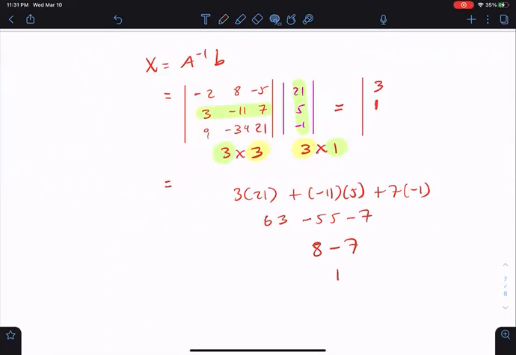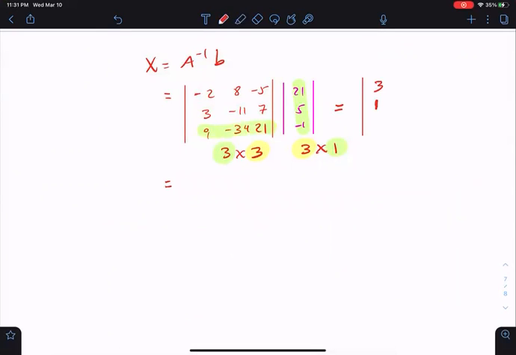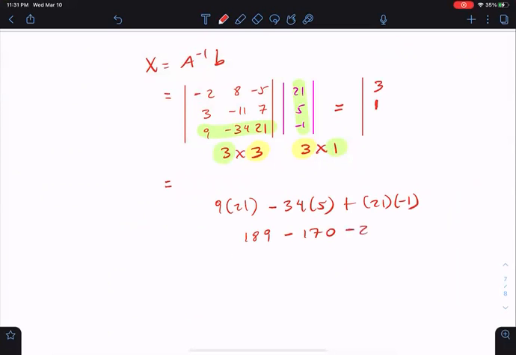And what's next? Or what is the last step? I need to do row 3, column 1. Right? So let's compute. So this is 9 times 21 minus 34 times 5 plus 21 times -1. So let's compute this. So this is 189 minus 170. Well, actually, this is -21 now. So this is 189 minus 191. That's -2. So this is the solution to the system of equations, right?